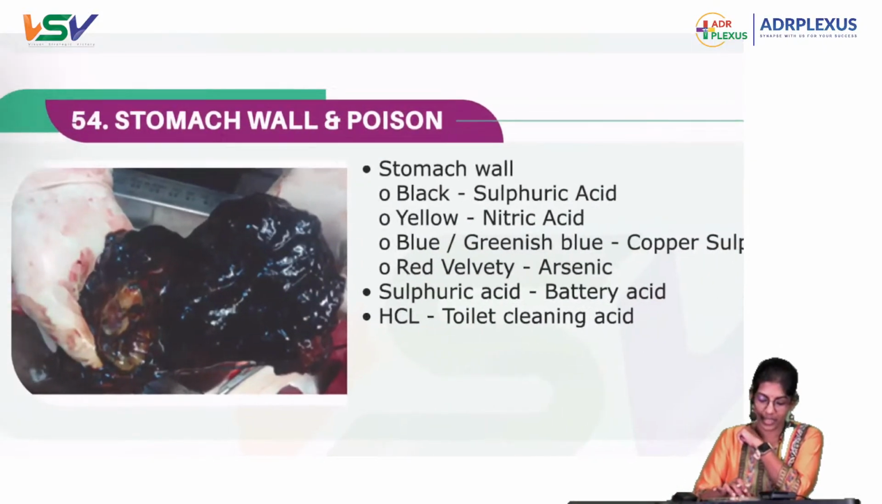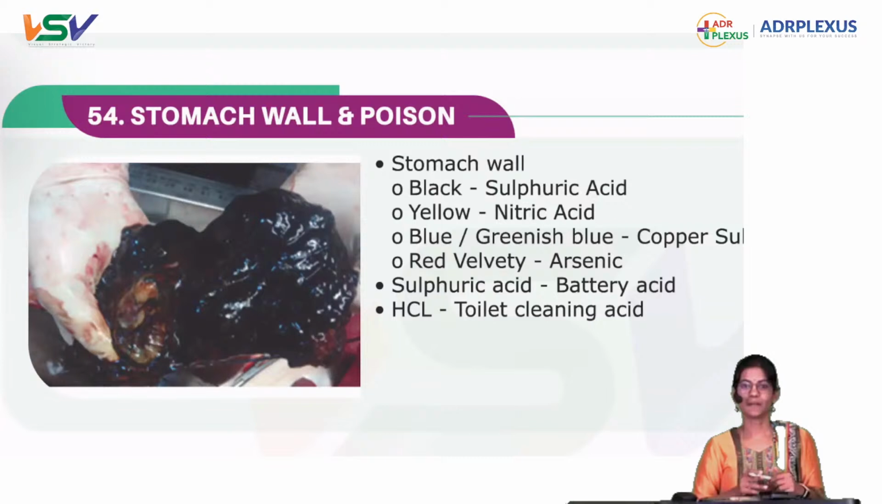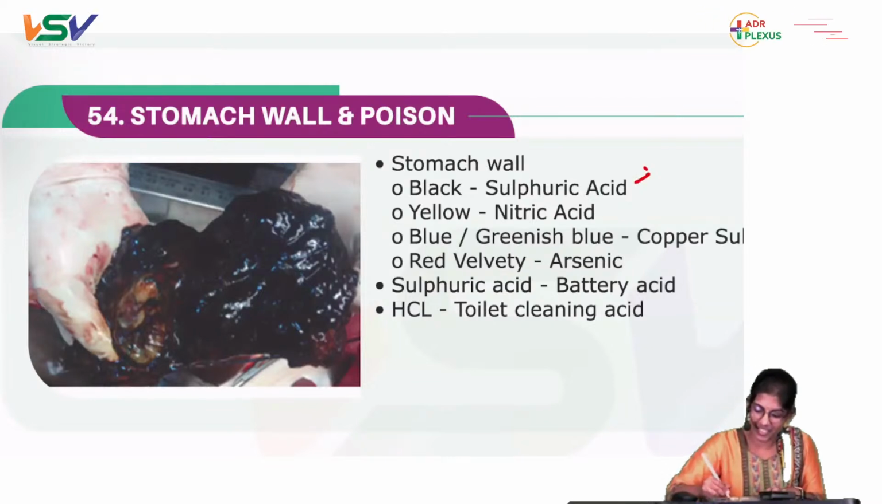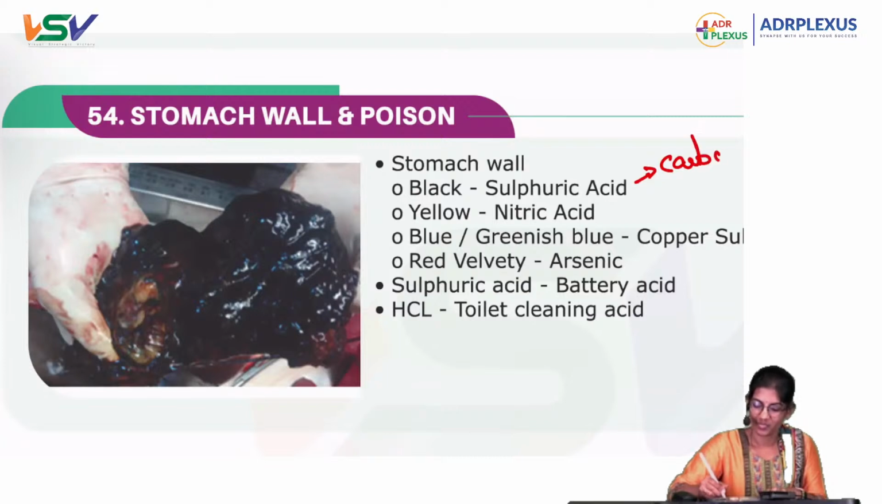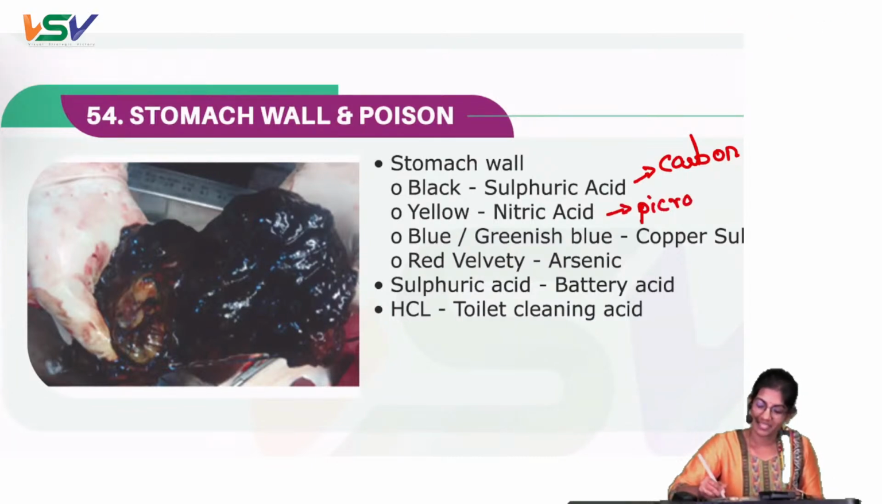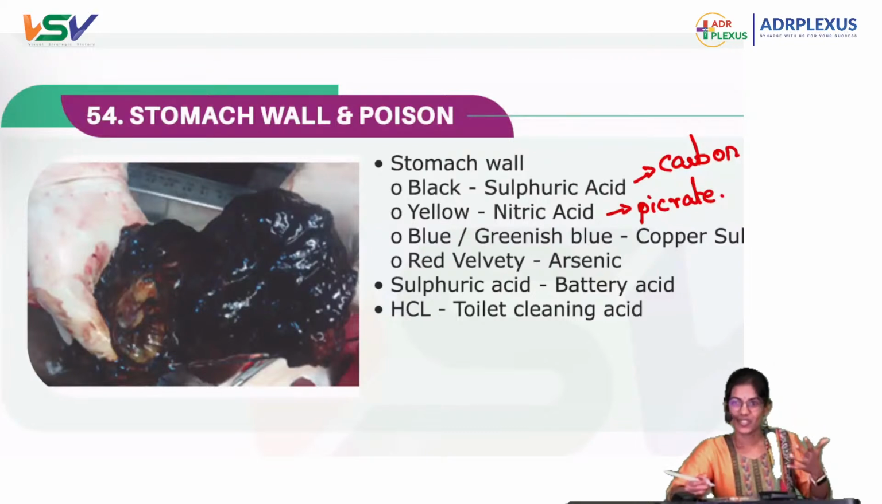What is the poison? Looking at the color, can you tell us what poison this is that we have dissected out? Very good. It's sulfuric acid. The black is because it has carbonized the tissue. Whereas nitric acid, picrate, right? We saw spermine picrate in the morning, which is more yellow in color.